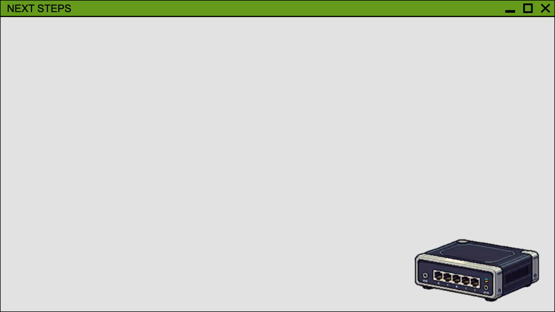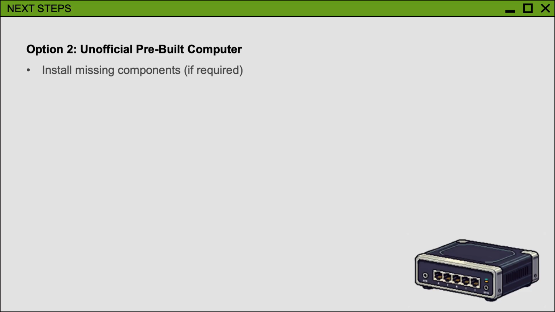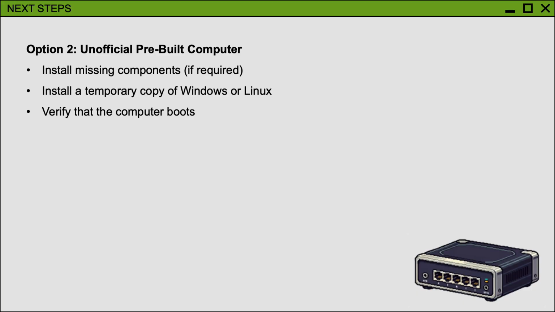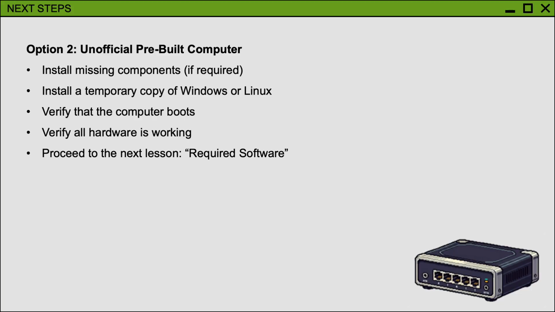If you purchased an unofficial pre-built computer, go ahead and install any necessary components. You may also want to consider temporarily installing either Windows or Linux to verify that the machine boots and all hardware functions as expected. Then proceed on to the next lesson, Required Software.